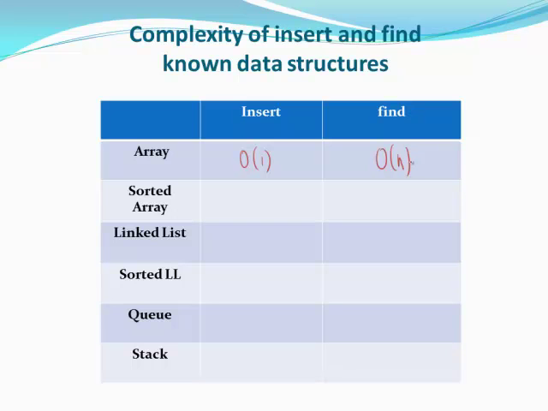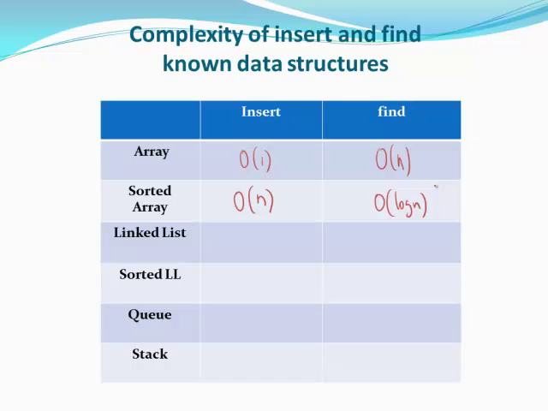If you have a sorted array, you can insert something into the array. It would cost you big O of n, since you have to find the location to insert, and then you have to shift the elements to the right to maintain the sorted invariant. But finding something in a sorted array is efficient. We can do that in log n using an algorithm like binary search.